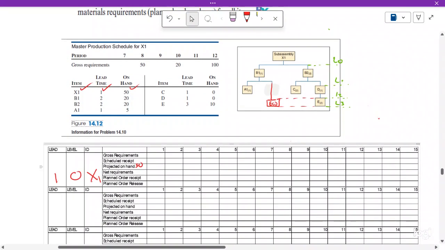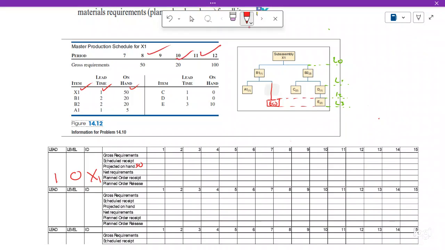This is what I like. See this? It happens multiple times. It's not like the one where we are focusing on the end. We are doing it multiple times. So what will happen is week 8, 50; week 10, 20; week 12, 100. See that? Then we don't fill up any information yet. We'll continue doing this.